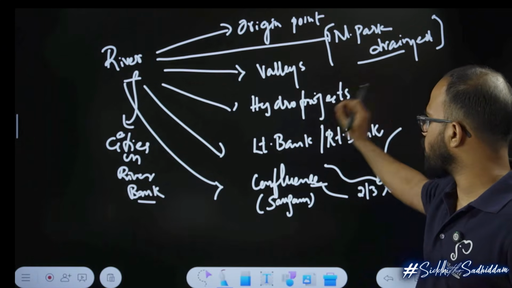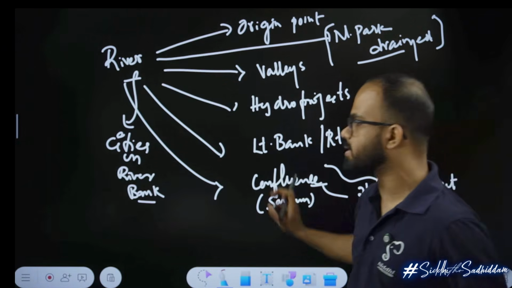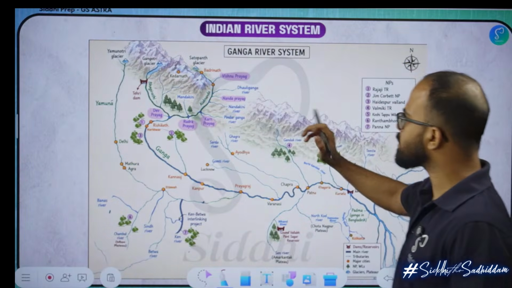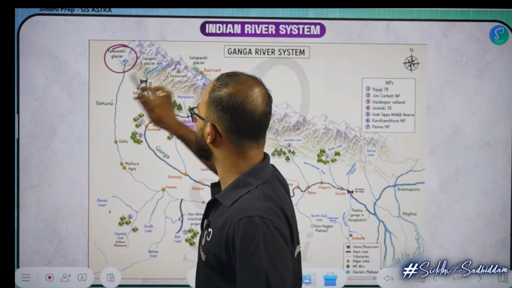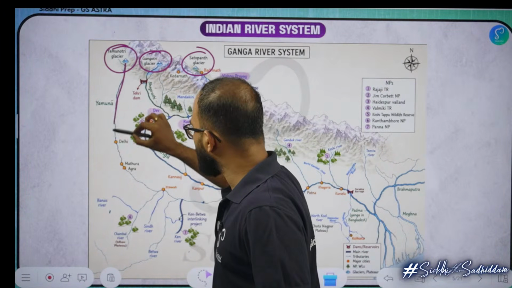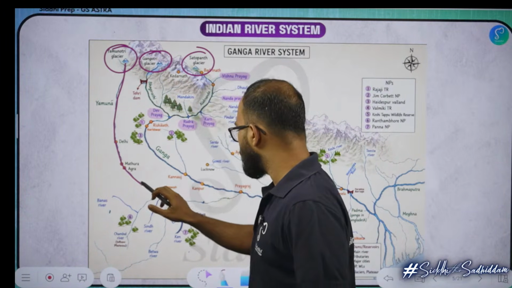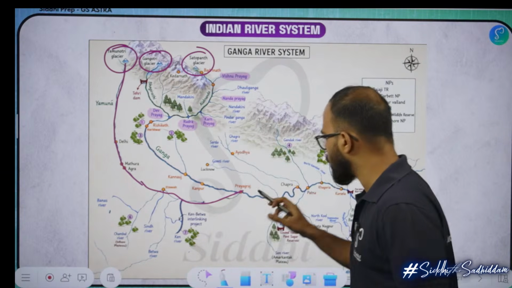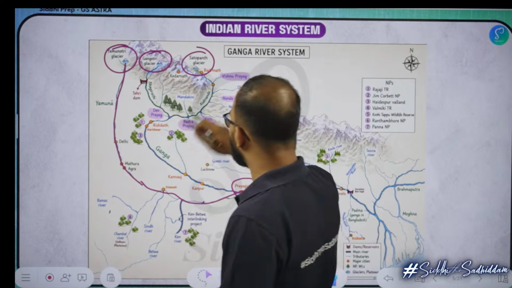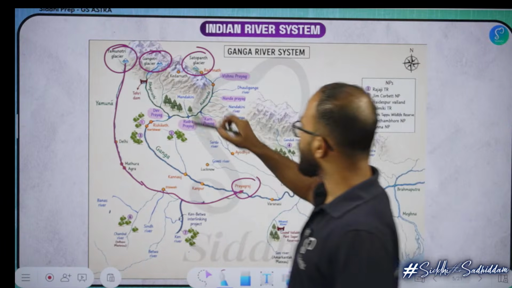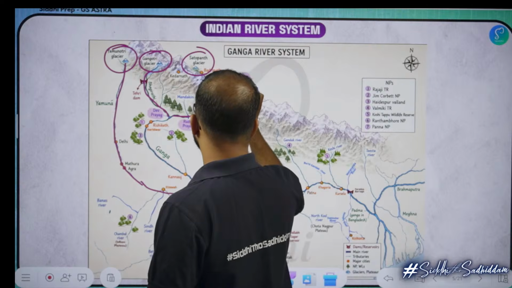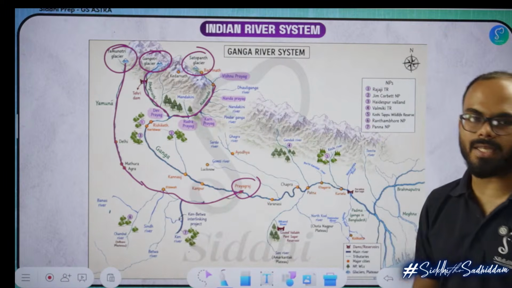Origins, valleys, hydro projects, left bank, right bank, confluences. And Ganga is one very complex and large system. There are multiple glaciers: Yamunotri Glacier, Gangotri Glacier, Satopanth Glacier. From Yamunotri Glacier, Yamuna starts. Yamuna continues till Prayagraj, that is Allahabad, and Yamuna will join Ganga. Now Ganga is again not a single river. It is a confluence of Bhagirathi and Alaknanda, right? It is a confluence of Bhagirathi and Alaknanda.